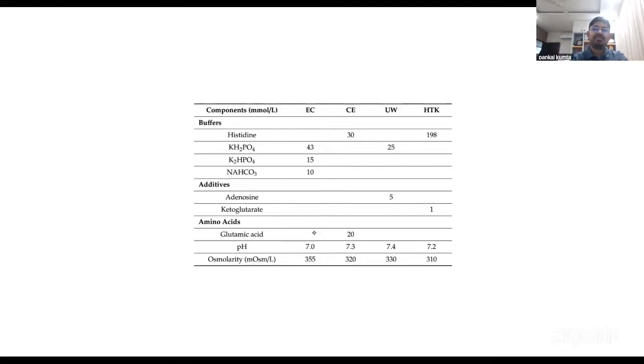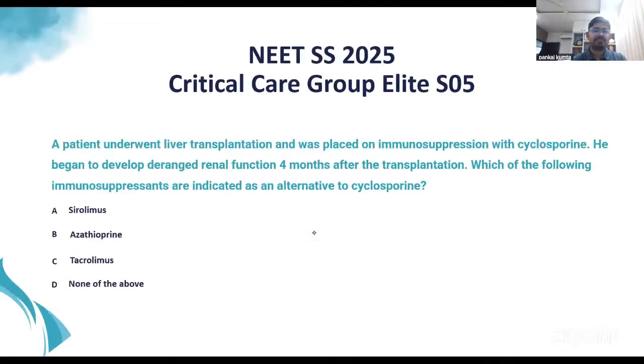Yes, again, UW and HTK are primarily used in liver and kidney transplants. HTK is more specific, but UW is used more because of the overall maintenance, especially with high cold ischemia time, where UW has a better response compared to HTK, while Celsior generally tends to be used more for lung or heart transplants. But again, for heart and lung, you can use HTK also.